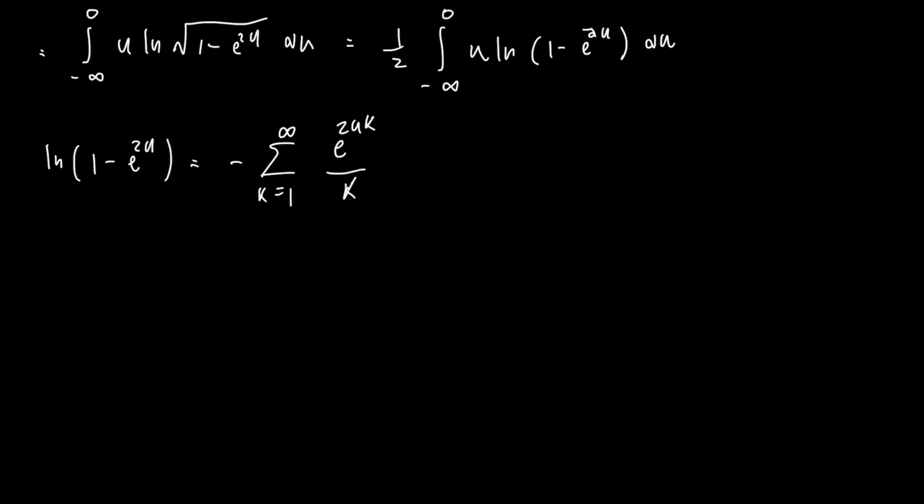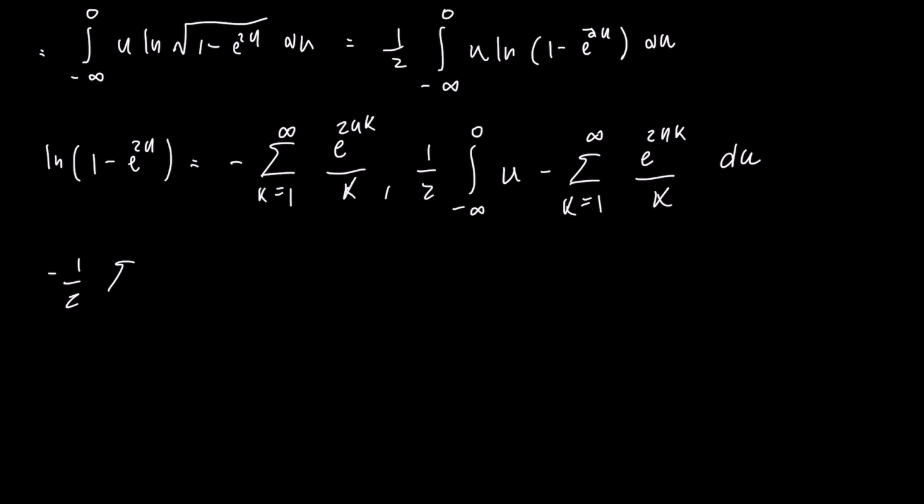So replacing this in the integrand, we have 1/2 the integral from negative infinity to 0, and then we have u times negative the sum from 1 to infinity of e to the 2uk over k, du. And then swapping the sum and integral, we're going to have a negative 1/2 sum from 1 to infinity of 1 over k, and then the integral from negative infinity to 0 of u e to the 2uk du.